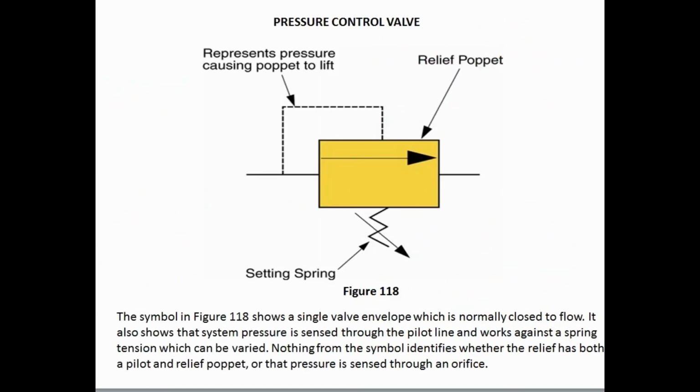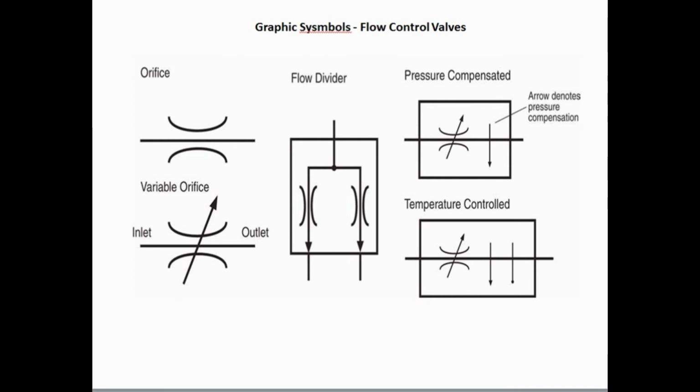Pressure control valve. The symbol in figure 118 shows a single valve envelope which is normally closed to flow. It also shows that system pressure is sensed through the pilot line and works against a spring tension which can be varied. Nothing from the symbol identifies whether the relief has both a pilot and relief pocket. All that pressure is sensed through an orifice. Graphic symbols, flow control valves.